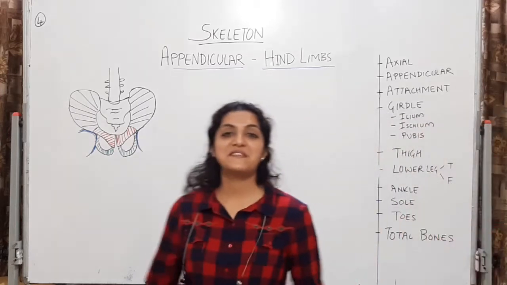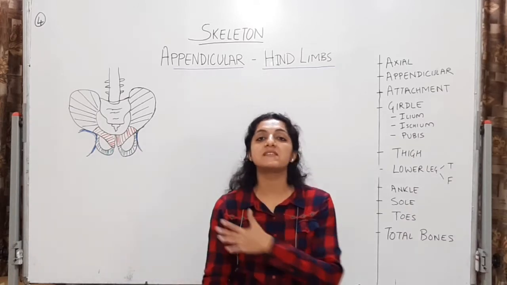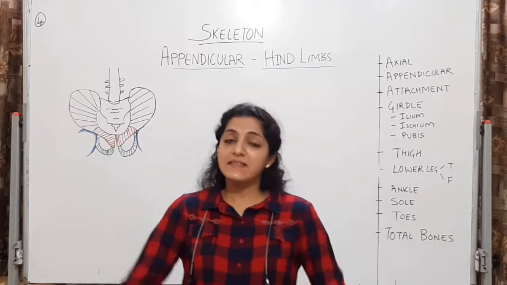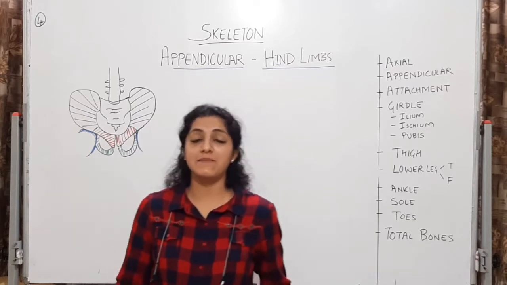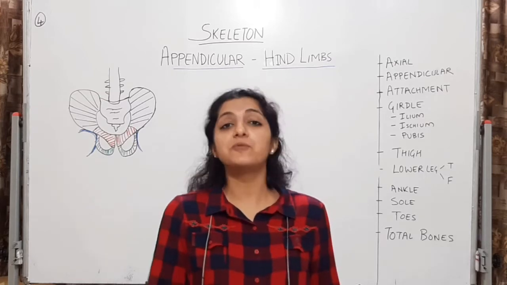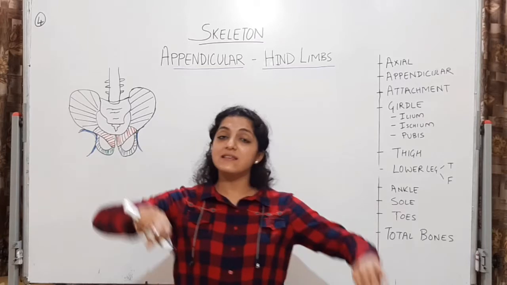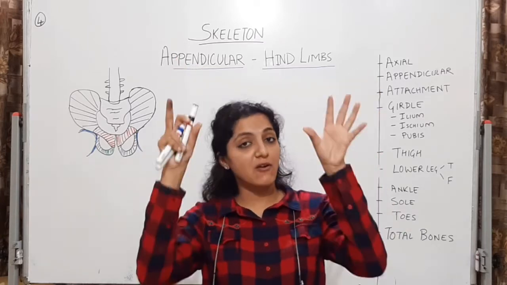Hello dear students, as we have seen the forelimbs, that is the upper limb skeleton, in the last lecture, in this lecture we will be seeing the hind limb skeleton, that is the lower limb skeleton. In common terms, हमने अपने hand का skeleton देखा है last lecture में. In this lecture we are going to see the skeleton of our legs.